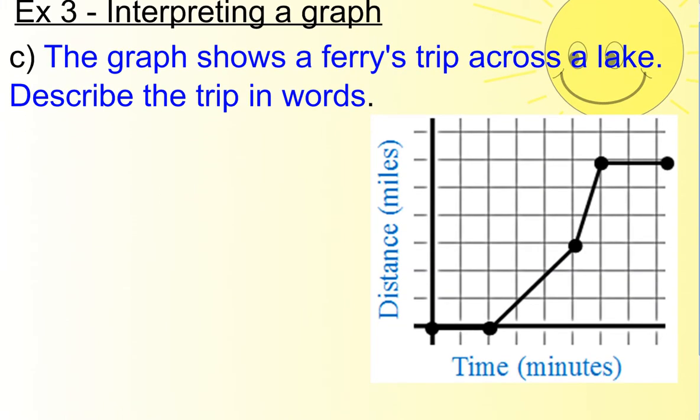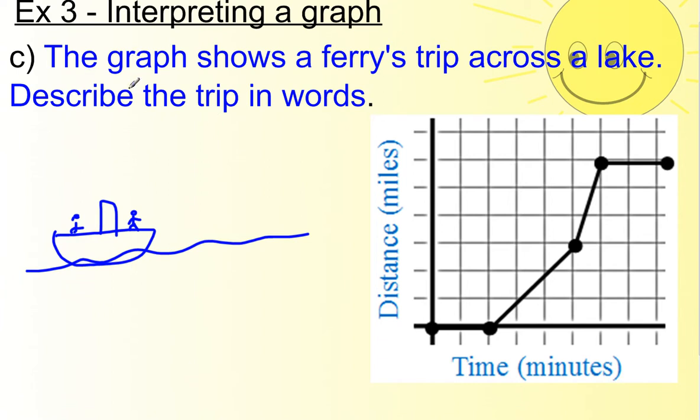Here's what I'd like you to try. So you have the graph. You don't have the labels or the scenario. So it says here, the graph shows a ferry's trip across a lake. Describe the trip in words. And this ferry is not like a ferry like Tinkerbell. It's like a big boat. And then you get people on the boat and cars and stuff, and you use it to go across a lake. All right? So the graph shows a ferry's, the boat's, trip across a lake. Describe the trip in words.